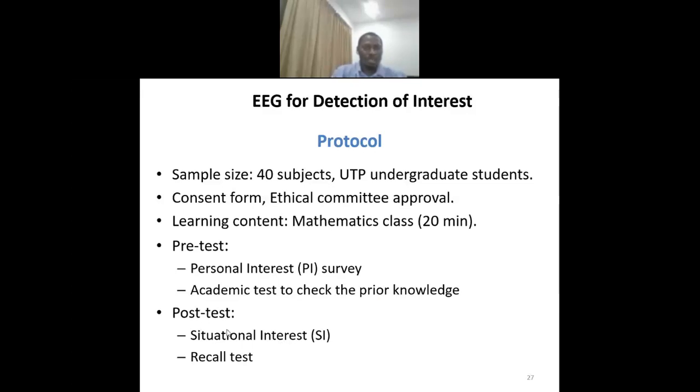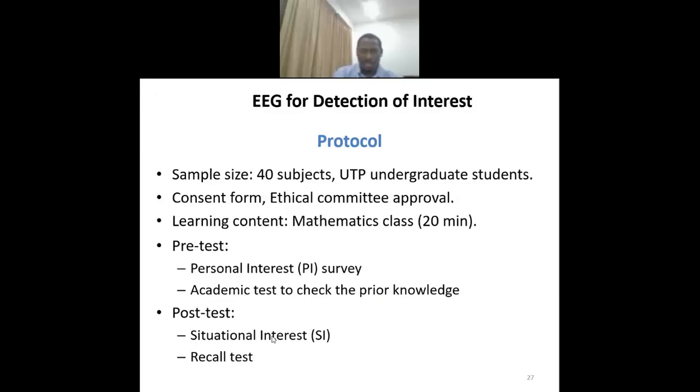Okay, so then, as I mentioned here, we look at the situational interest. This is the post test, and then we have the recall test, where they have to answer a set of questions on the topic that they have learned. Okay, so that will show the difference between before the class, they have done the academic test on the particular knowledge to see if they have some ideas about the topic. And then we check after doing the process, are they able to answer the question? Did they get something out of it?